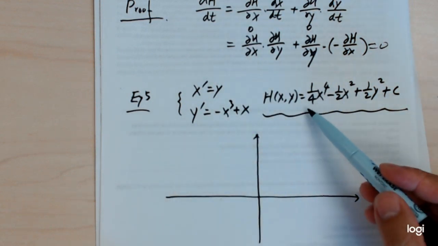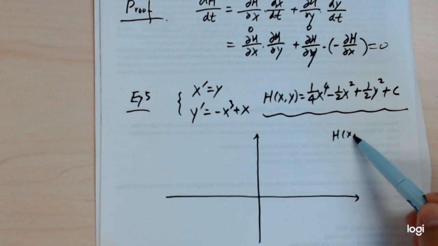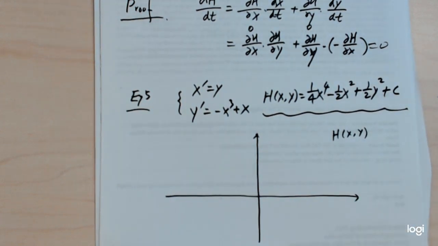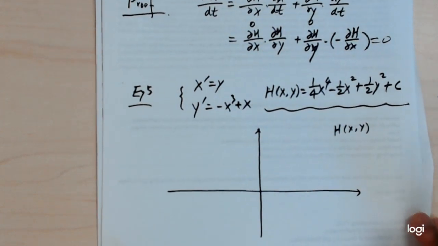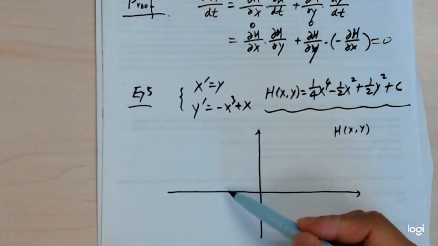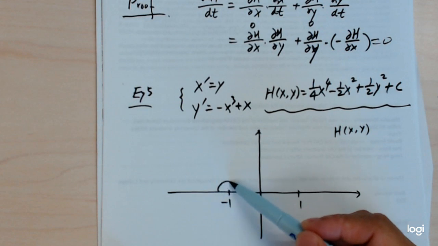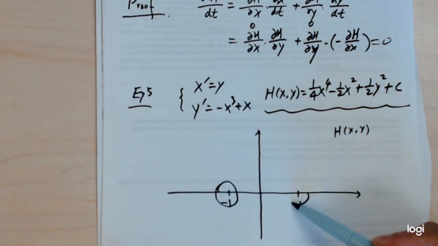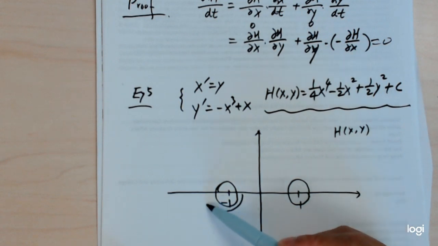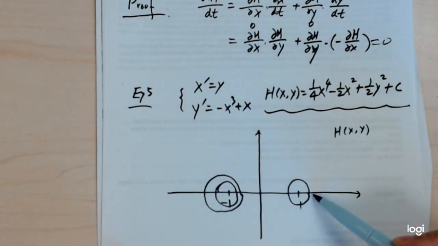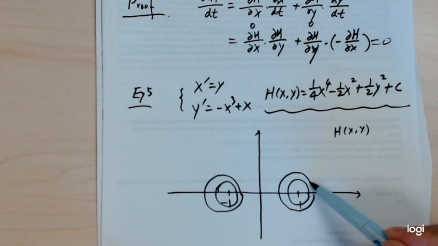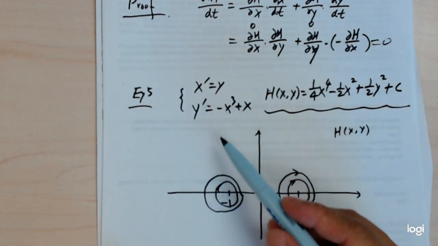Will you try to sketch a level curve for H here? All right, I suppose you can use any online software to figure out level curves. And it looks like this. Okay, here's -1 and 1. This level curve, it turns out, is also the trajectory, or phase portrait, of that system.